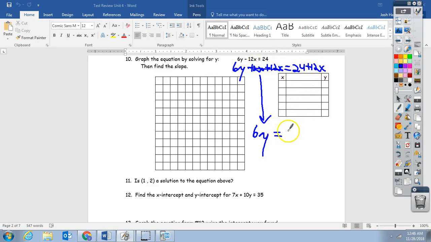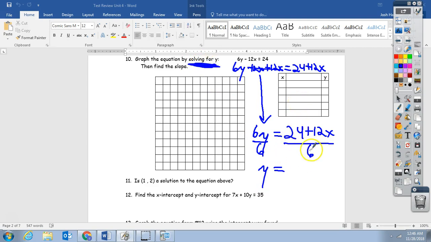24 plus 12x is 24 plus 12x. You cannot really add those together. Then we divide by 6 on both sides to get y equals, which is what we were asked to do.